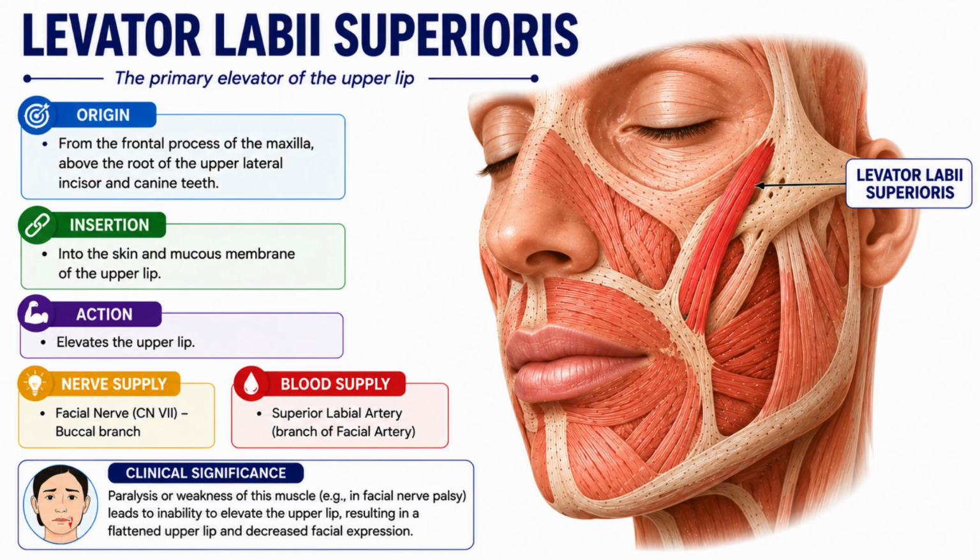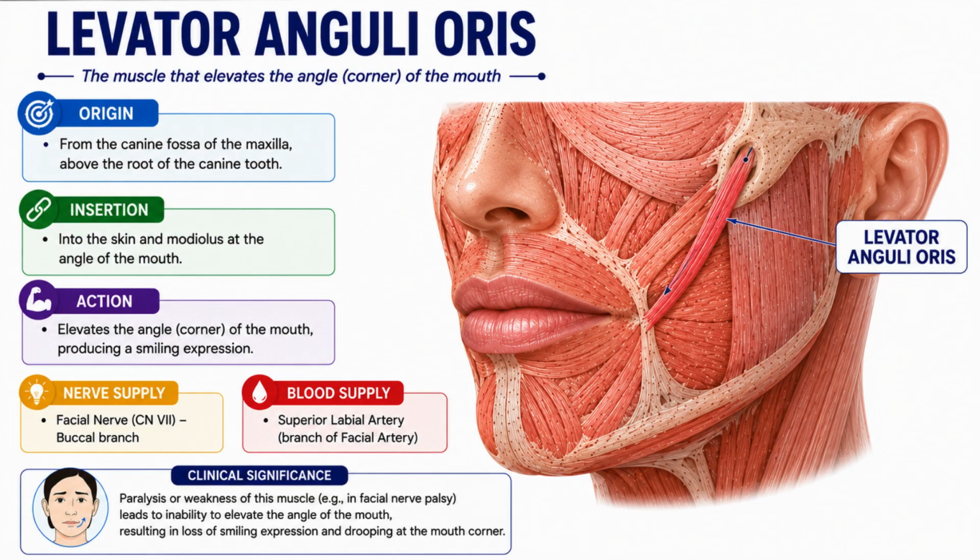Its main action is the elevation of the upper lip. Its nerve supply is from the facial nerve and blood supply is from the superior labial artery. Its clinical significance: in case of paralysis or weakness of this muscle, which especially occurs in facial nerve palsy, it leads to inability to elevate the upper lip, resulting in a flattened upper lip and decreased facial expression.